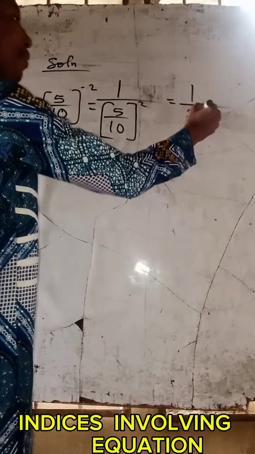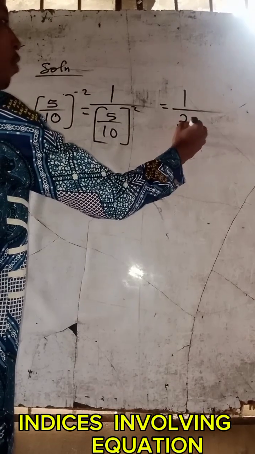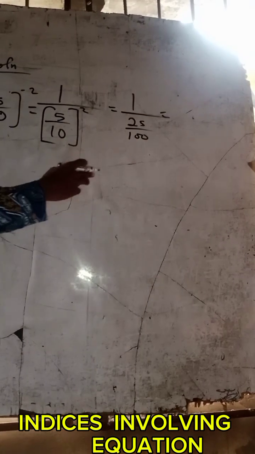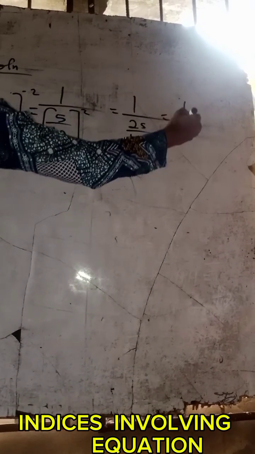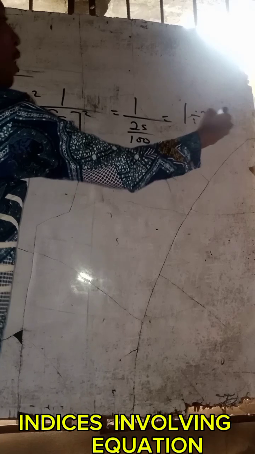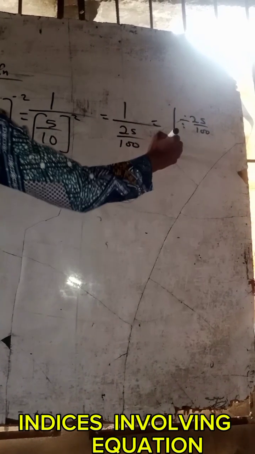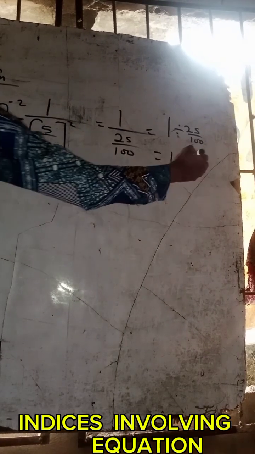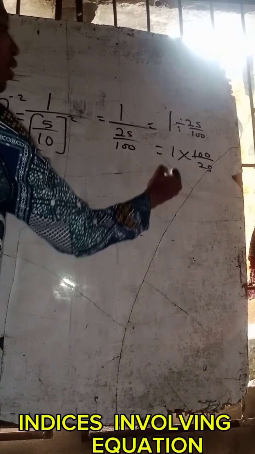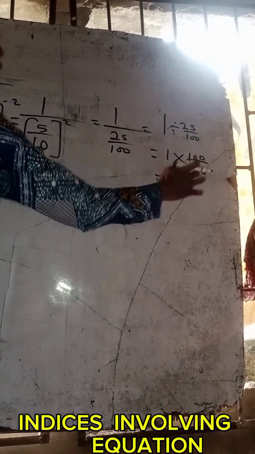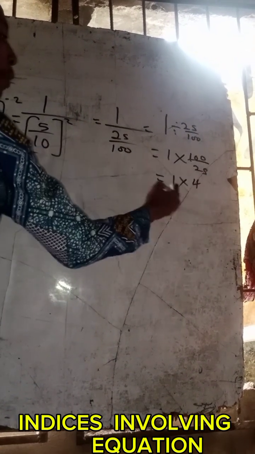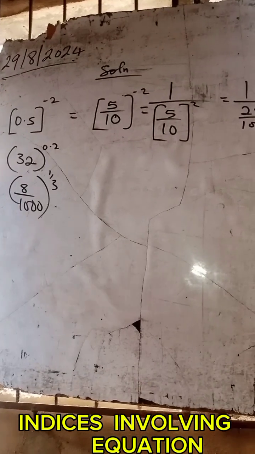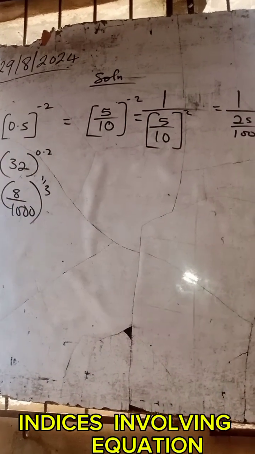This will give us 25 over 100. Then 25 over 100 is the same thing as 1 divided by 25 over 100. When we turn our division sign to times, this will give us 1 times 100 over 25. At the end of the day, we're going to have 1 times 100 over 25, which is 4. So our answer is 4. It's a simple answer. So I can automatically tell you that 0.5 raised to the power of minus 2 is simply 4.